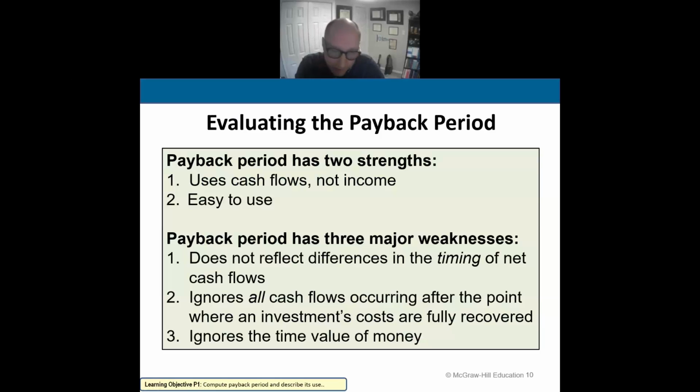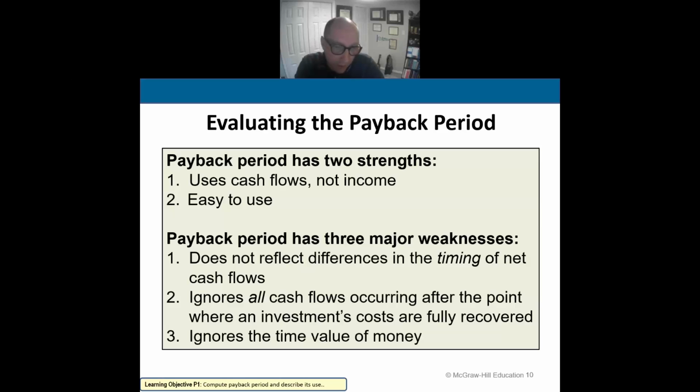There's positives and minuses with this approach to evaluating the investment decision. The positives are we're using cash flow and not income. That's good because it's cash that we'll use to purchase it with, and it's cash that we'll generate from the piece of equipment. And the second positive of using this approach is that it's easy. A couple of negatives, though. One is that it doesn't take into consideration the time of the net cash flows.